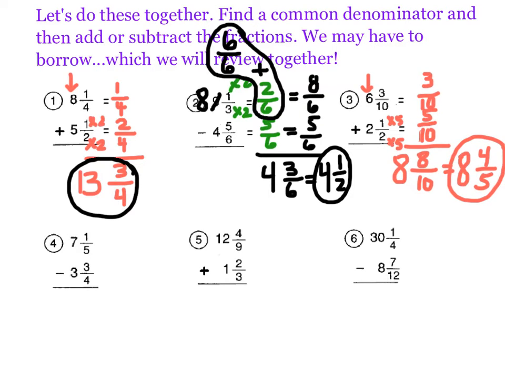All right, on to the next one. Go ahead and write down problem number 4. And then we're going to go ahead and find a common denominator between 4 and 5. So if I think of my multiples of 5 and multiples of 4, I'm going to use a 20.